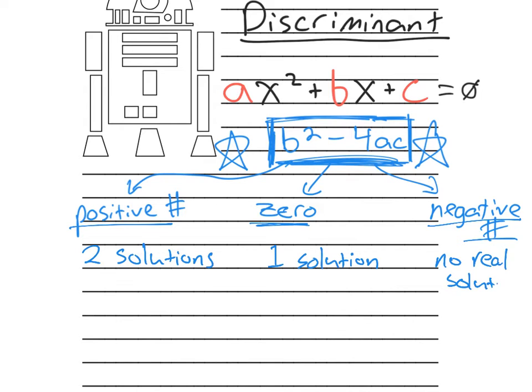And remember, we are always referring to solutions as what? X-intercepts. So how many x-intercepts does a positive discriminant have? 2 x-intercepts. How many for one solution? 1 x-intercept. What's special about that x-intercept then? It's also the vertex.